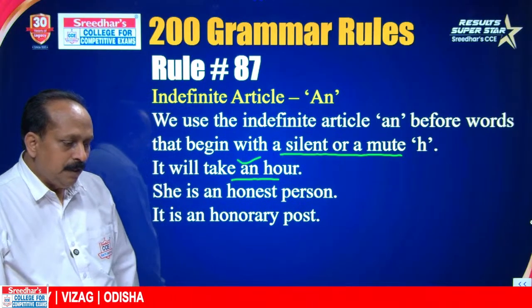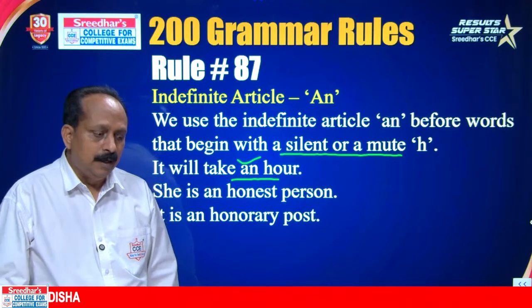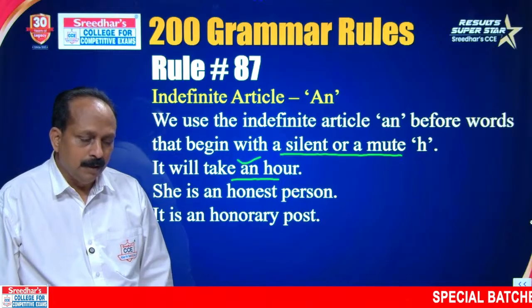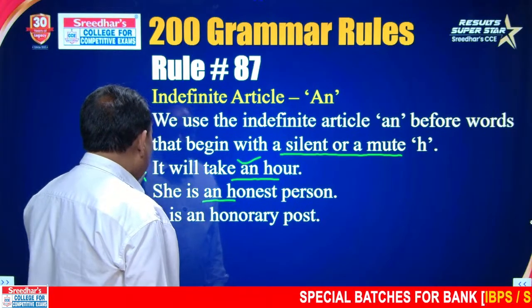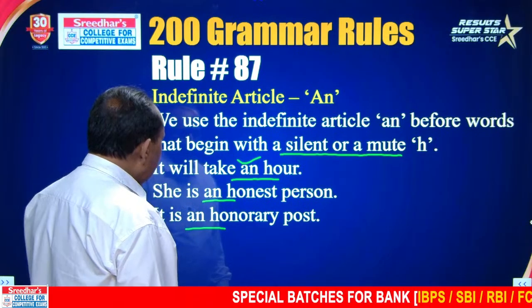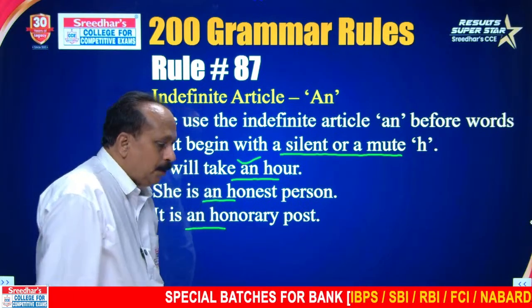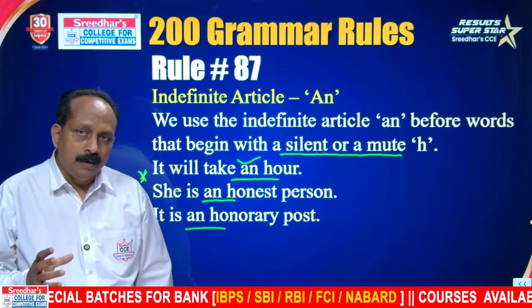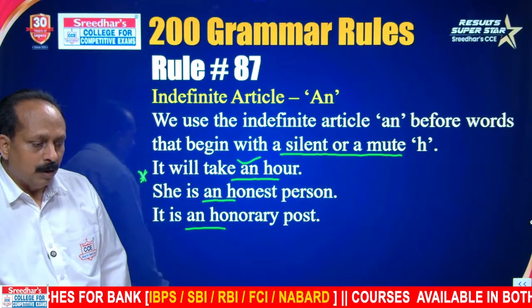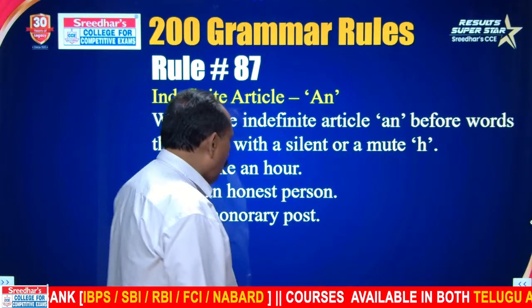A lot of people say "a honest," but H is silent. Then what are you supposed to say? An honest person. This is important. It is an honor, it is an honorary post. You should not say "a honorary." H is silent, so you have to use an honorary post. An honor.